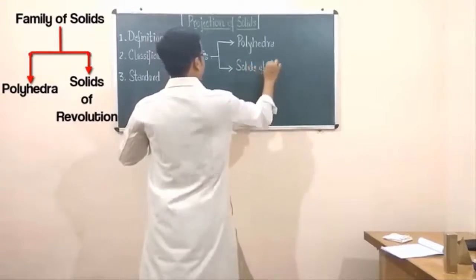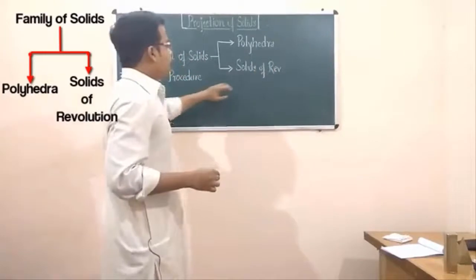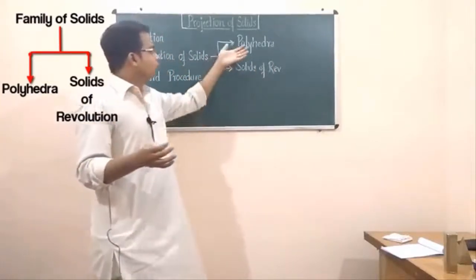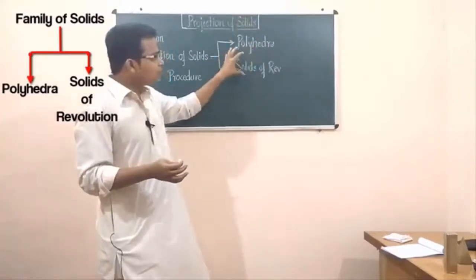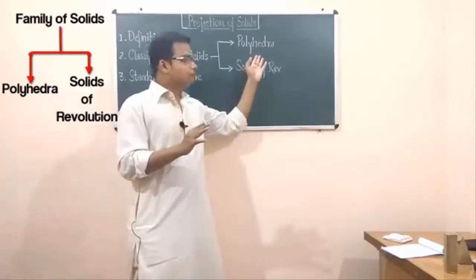Solids of revolution. I'm not writing the entire word. Now this is a big family, solids. These are the two main members. There are different types of polyhedrons and there are different types of solids of revolutions. Well, first of all, let me make you familiar with polyhedra.